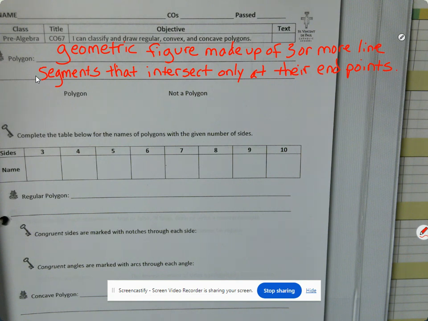Polygon examples could be something like that. Straight lines. Line segments are straight, no curves. So this looks a little curvy here. Let me make that better. Okay. Straight lines, all connected at our endpoints. That would be an example.